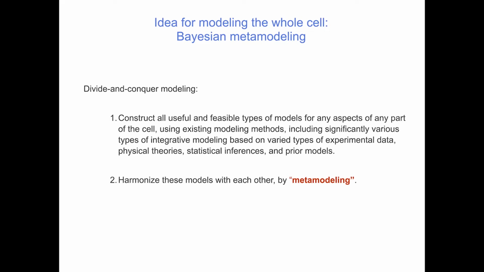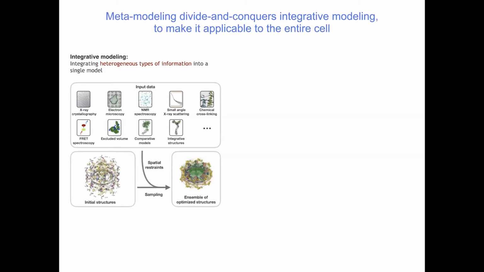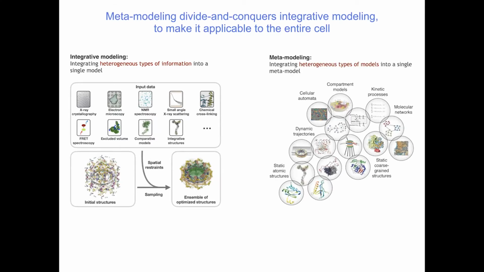And so here's a very simple idea. We want to achieve this through some kind of a divide and conquer process, where we take as input any existing model constructed by anyone, by any existing method, about any part of the cell, any aspect of any part of the cell. These are models that science generated about the cell, however it got them, it doesn't even matter. And then we want to take these models together and harmonize them with each other by a process we call metamodeling.